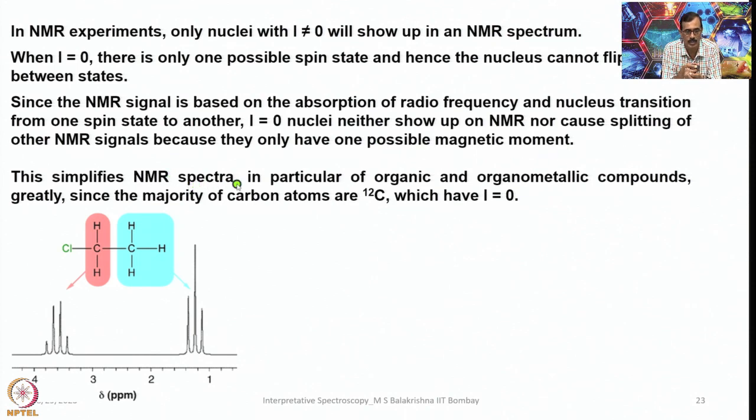This simplifies NMR spectra. In fact, it comes in very handy in simplifying the NMR spectra, in particular of organic and organometallic compounds, since the majority of carbon atoms are 12C, which have I equals 0. We have to consider only the 1.1% of 13C that has I equals half. Here I have given a typical spectrum of chloroethane. You can see a triplet of 1:2:1 intensity, and a quartet of 1:3:3:1 intensity for the methylene protons, and a triplet for the methyl protons. How we get the triplet and the quartet, I will show you after a couple of slides.